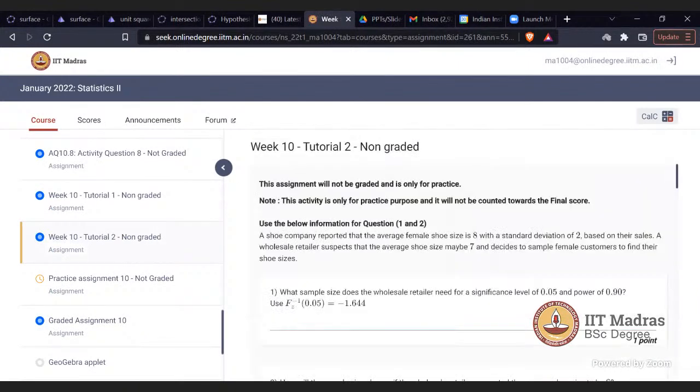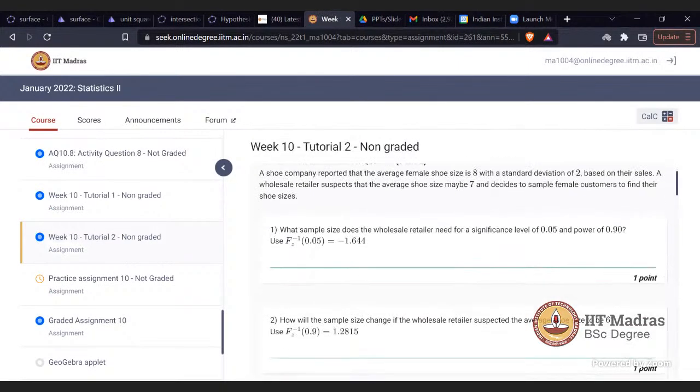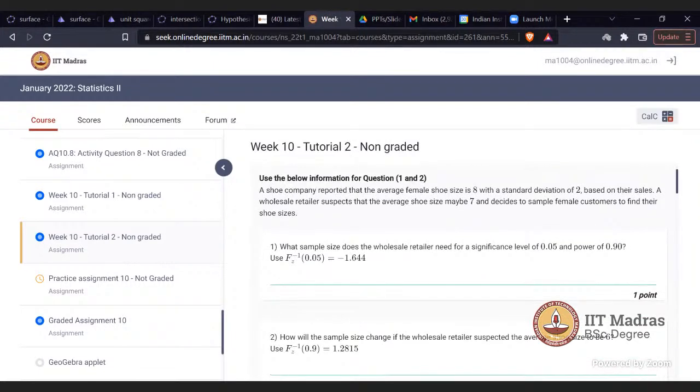Ma'am, I'm able to solve this sum. I got the answer because FZ is directly given. I was present in one of the weeks, week 11 actually, where they did 1 minus beta for this power. But I'm confused. Power is 1 minus beta, and type 2 error is just beta. I'm confused between 1 minus beta and beta. If they give us a sum, how do you figure out which one? Is there any peculiar way or key?